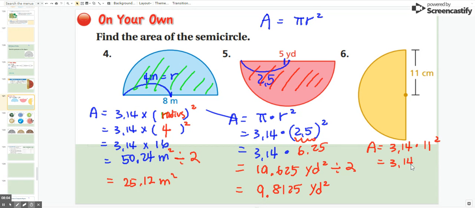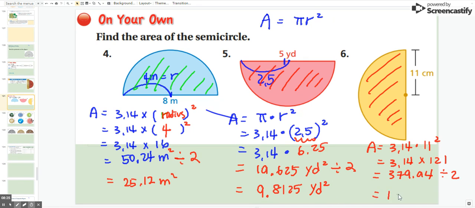And 11 squared is 121. So if you multiply this by 3.14, that is 379.94. If you divide it by 2, because it's only a semicircle, half circle, then it's going to be 189.97 centimeters squared. You should be able to calculate it by yourself.